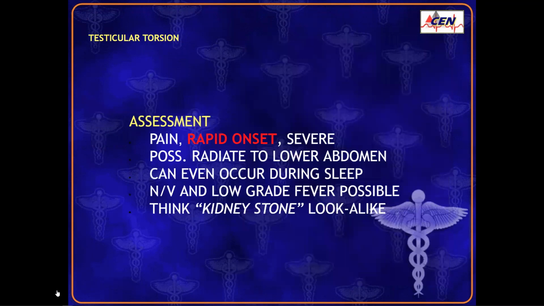And if they're really in the late stages where it's getting ischemic, they can look like a kidney stone, just look real pale and clammy and just look real crummy from the amount of pain they're having, because this is an ischemic or dying piece of tissue if they wait that long.